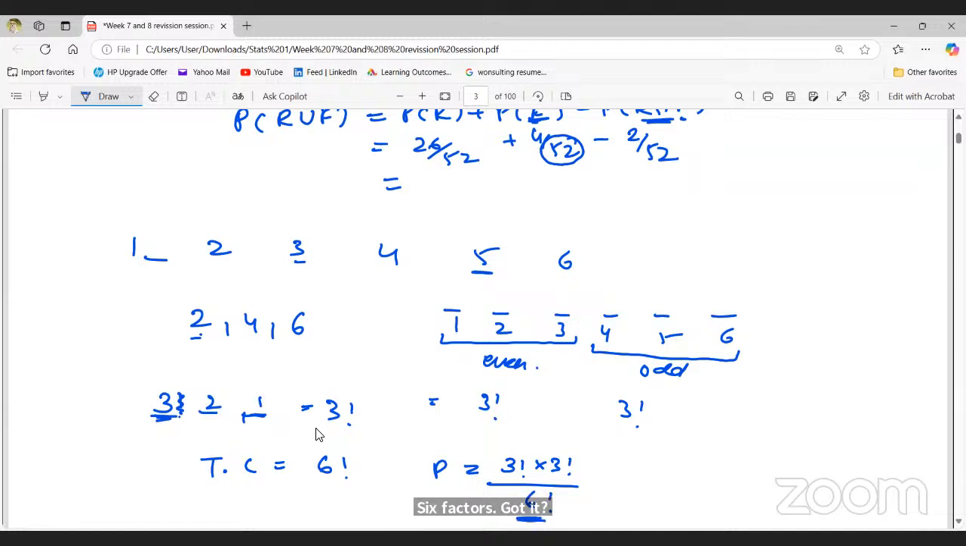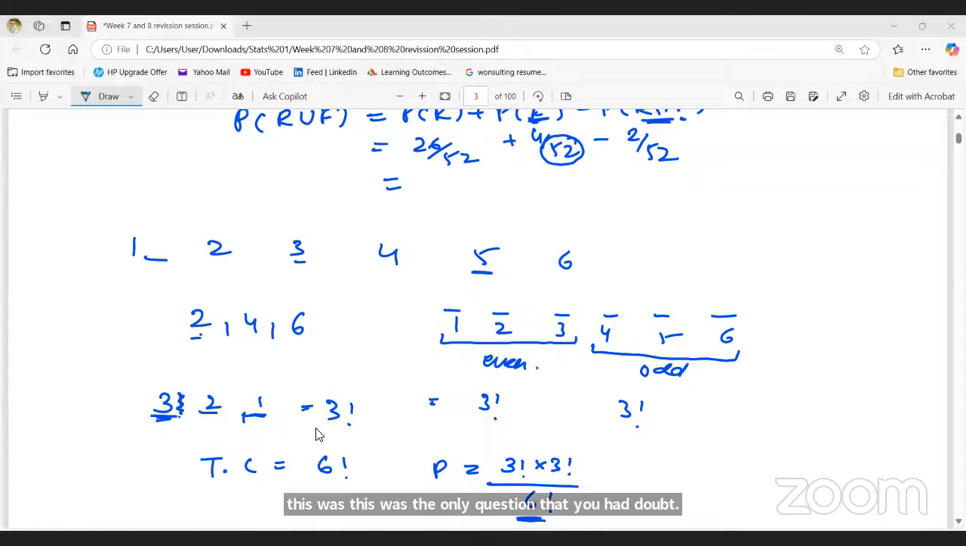Okay. This was the only question that you had doubt? Ma'am, for calculating this, will we have a scientific calculator feature in the exam? For calculating the value, will we have that?